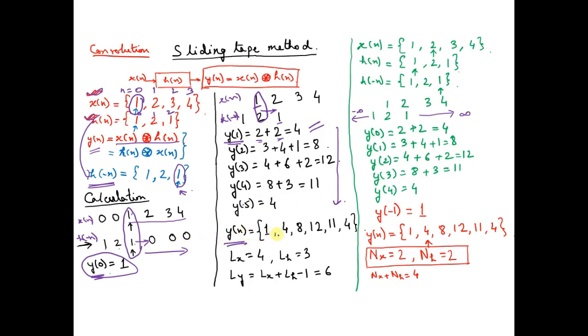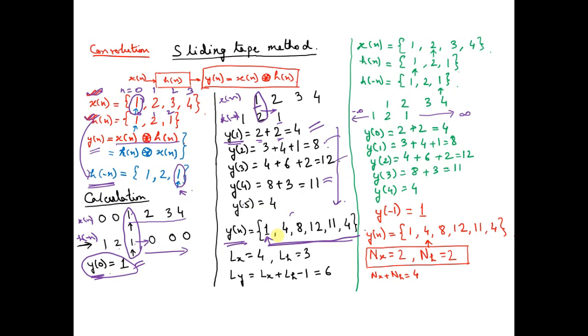y[n] equals 1, then 4, then 8, then 12, then 11, then 4. See, and what is the origin? y[0] was the origin, so this is the origin. Are you getting it?